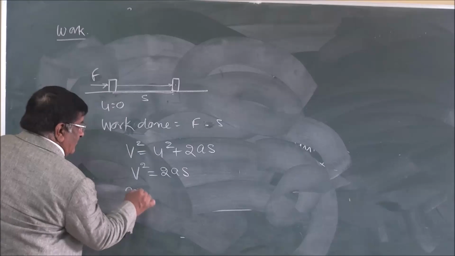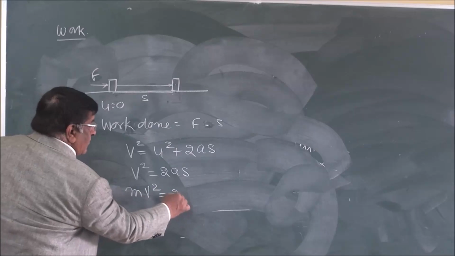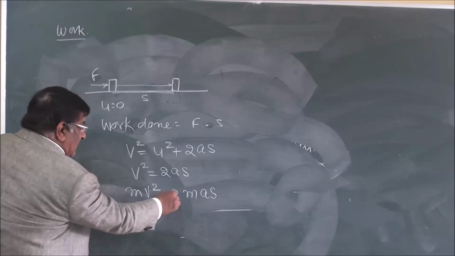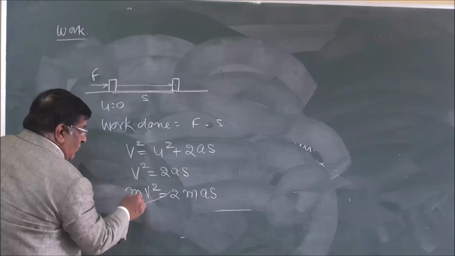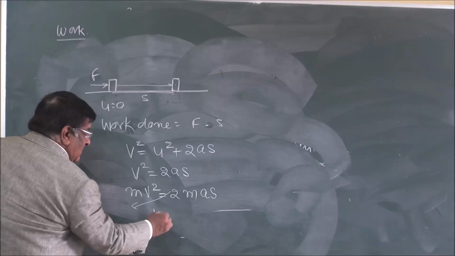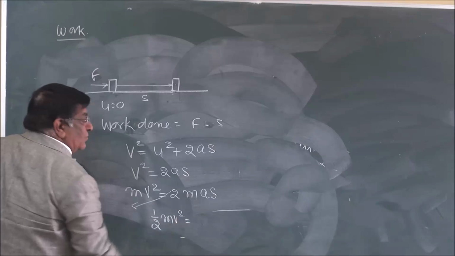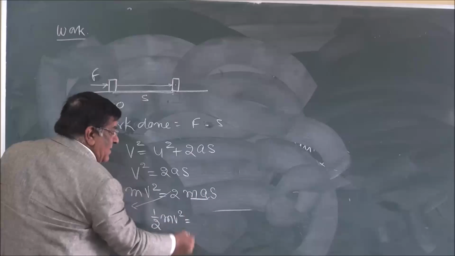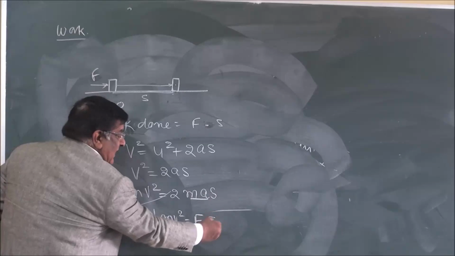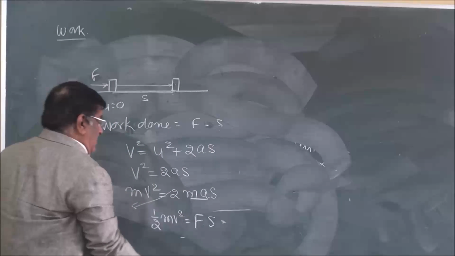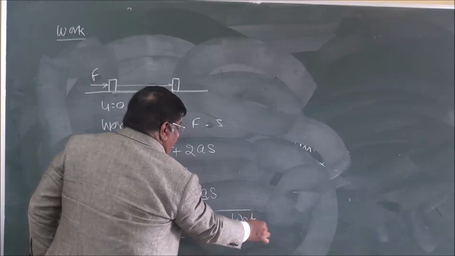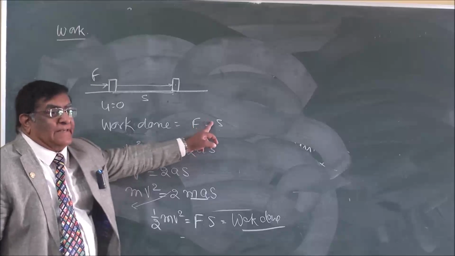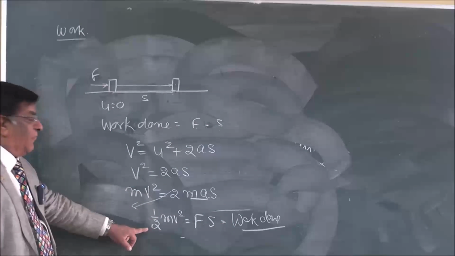So this will become, correct? Keep this 2 here. What will this be? It is equal to m into a into s. What is m into a? F. s. What is Fs equal to? Work done. So, the work done Fs has another formula, what?